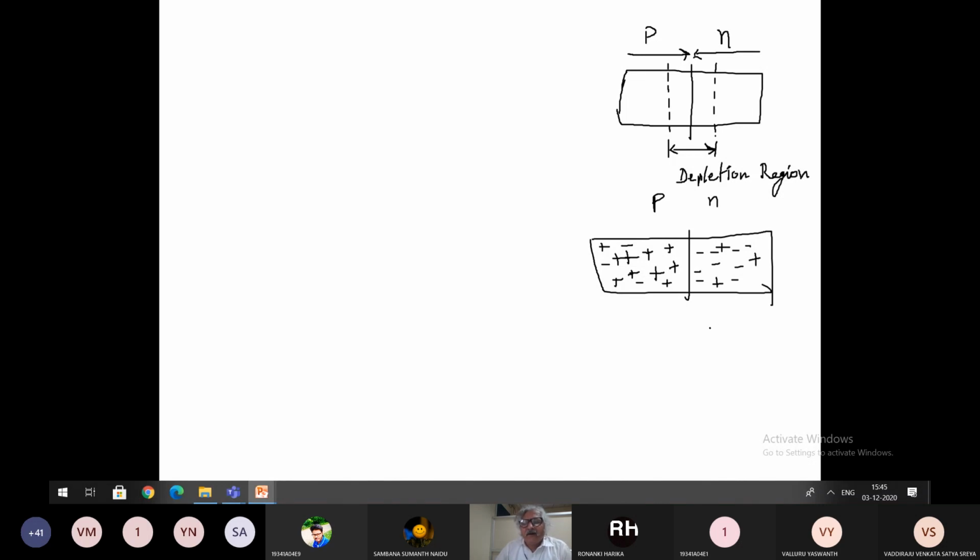So now, in the initial classes, I discussed that due to the concentration gradient, what is the meaning of concentration gradient? The variation in the concentration. The charge will move from high concentration to low concentration. So see, in the N side, you are having a high concentration of N type material. In the P side, you are having a low concentration of N type impurity, N type charge.